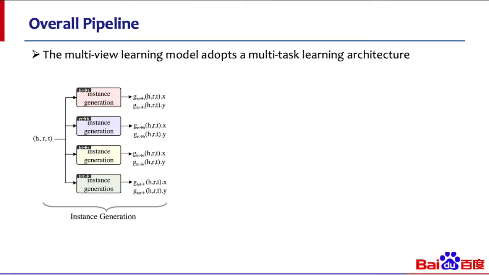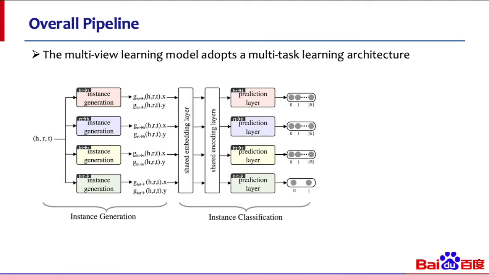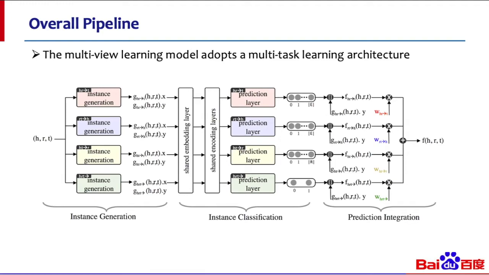This is the overall pipeline of multiview learning. The model adopts a multitask learning architecture. Given a candidate triple to be evaluated, it first generates positive instances for all the learning views. All the instances are encoded with the shared embedding and encoding layers, and then classified with separate prediction layers. Finally, the predictions of all the learning views are weightedly integrated to obtain the final prediction.